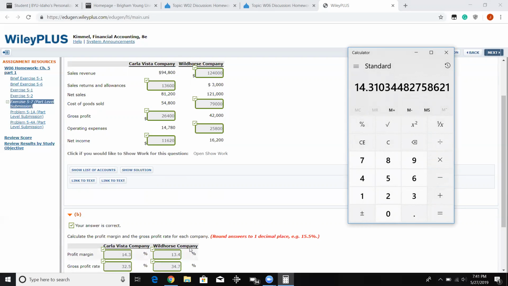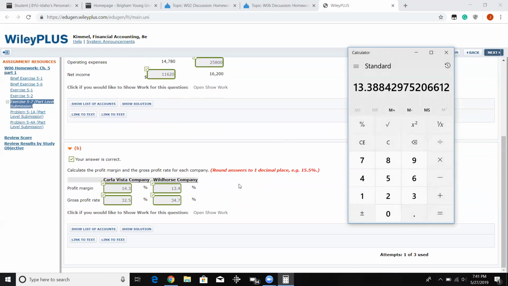Moving over to Wild Horse, we're going to take that net income, 16,200, and divide that by net sales of 121,000 and multiply by 100. We're going to get 13.38. Now in the directions, make sure you read them. It says to round to 1 decimal place, so you're going to get 13.4% on that one.